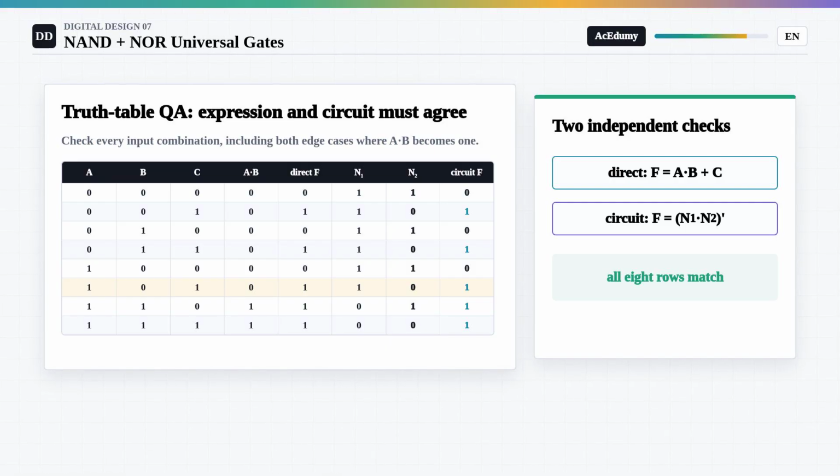Notice the last two rows. When A and B are both 1, AB forces F to 1 regardless of C. This complete row-by-row agreement is the strongest QA for the circuit.